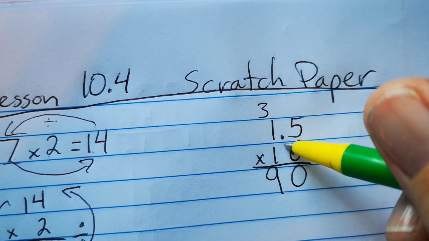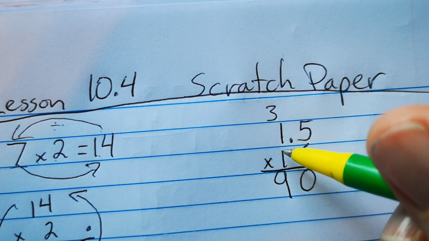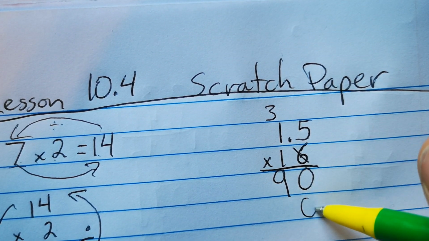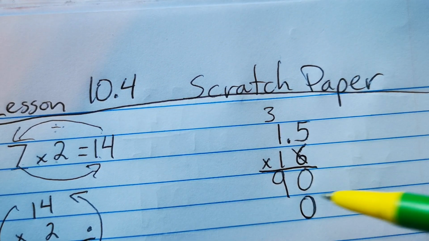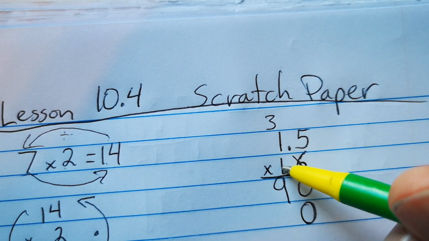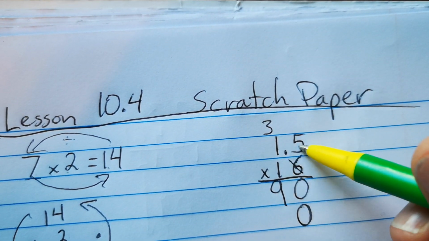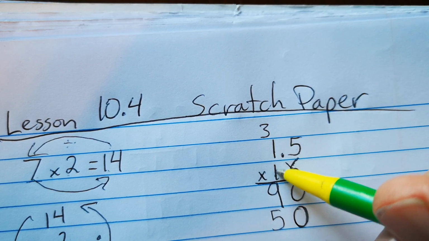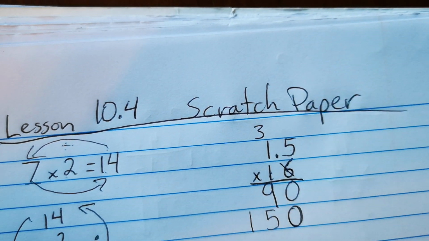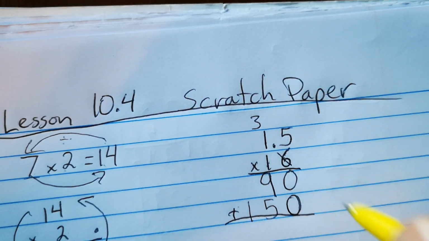Well, I'm done with the 6, but I still have the 1. What place value is that 1 in? It's in the tens, so I have to add a 0 before I start. I put a 0 down there to represent that I'm in the tens place value. Then I just multiply 15 times 1. So 1 times 5 is 5. 1 times 1 is 1. So I have 90. I take my two numbers. I add them together.